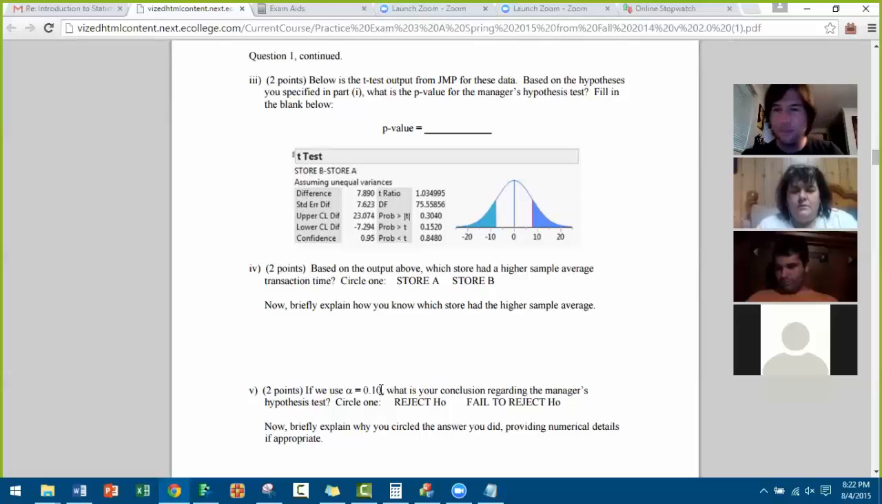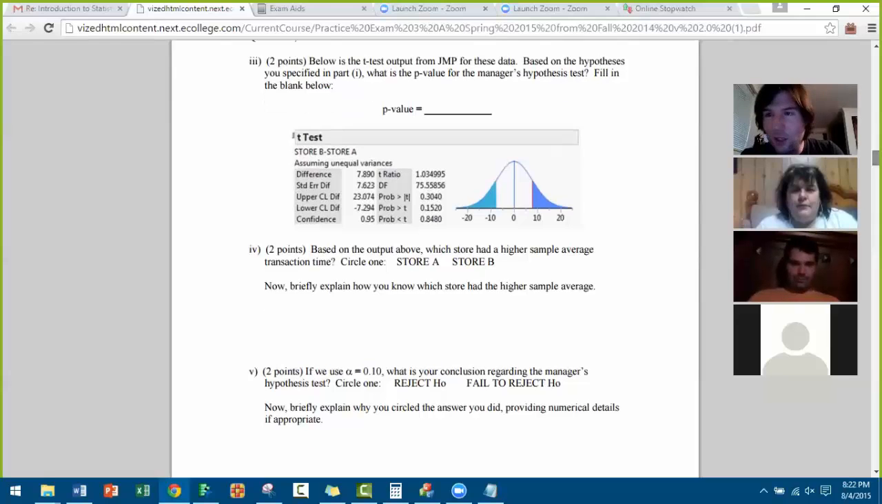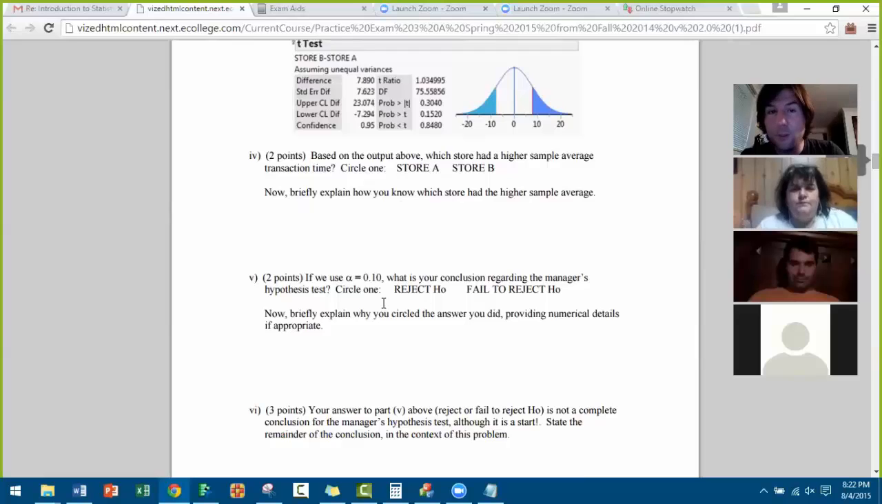Okay, let's look at the next. Briefly explain why you circled the answer you did and provide numeric evidence. As we just said, when the p-value is below alpha, we reject the null. And no, we're not going to do that right here, because our p-value, this one right here, is not below alpha. We're not going to reject the null because our results could have happened. We expected to land at 0, and we didn't land that far away. I mean, we landed a little bit, but it's not that far.